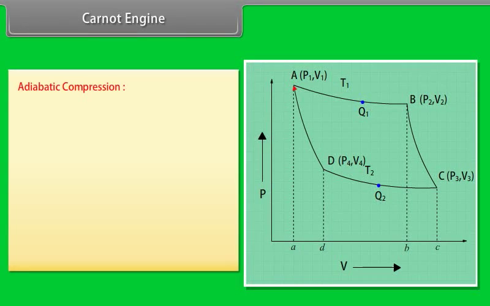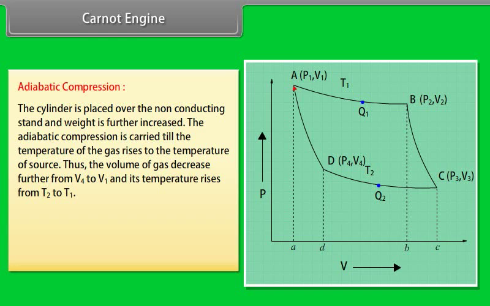Adiabatic compression. The cylinder is placed over the non-conducting stand and weight is further increased. The adiabatic compression is carried on till the temperature of the gas rises to the temperature of the source. Thus, the volume of the gas decreases further from V4 to V1 and its temperature rises from T2 to T1. In a Carnot cycle, efficiency is given by Q1 by Q2 equals T1 by T2.